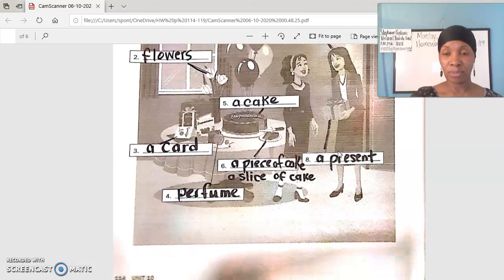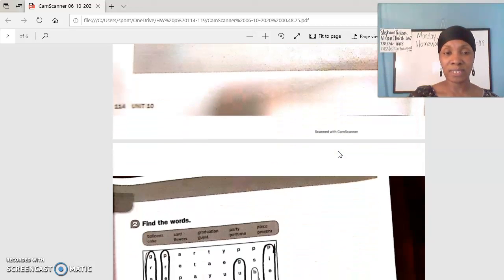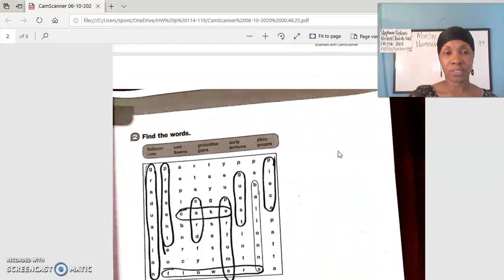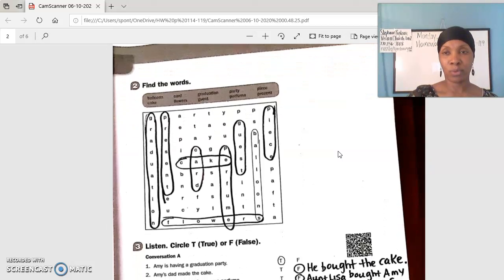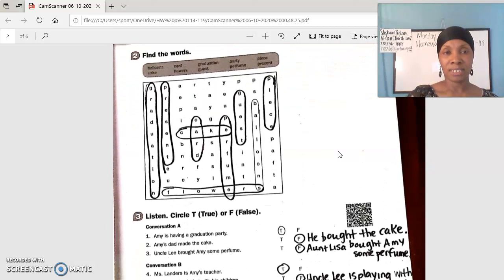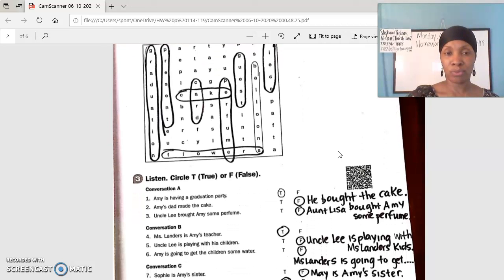All right, so let's go on to page 115. Find the words. I'm not going to read the words in the word bank this time because they're some of the same words that we have gone over before. Here is a word search, and I'm not going to go through that. Just compare this to your word search and make sure you circled the right words.